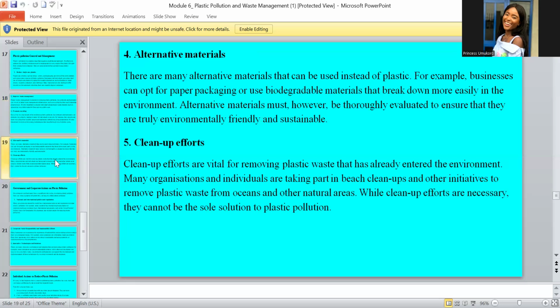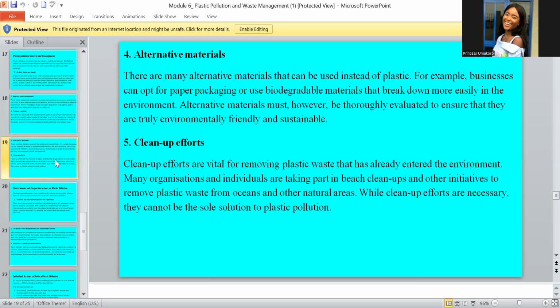Number four, alternative materials. There are many alternative materials that can be used instead of plastic. For example, businesses can opt for paper bag packaging or use biodegradable materials that break down more easily in the environment. Alternative materials must, however, be thoroughly evaluated to ensure that they are truly environmentally friendly and sustainable.